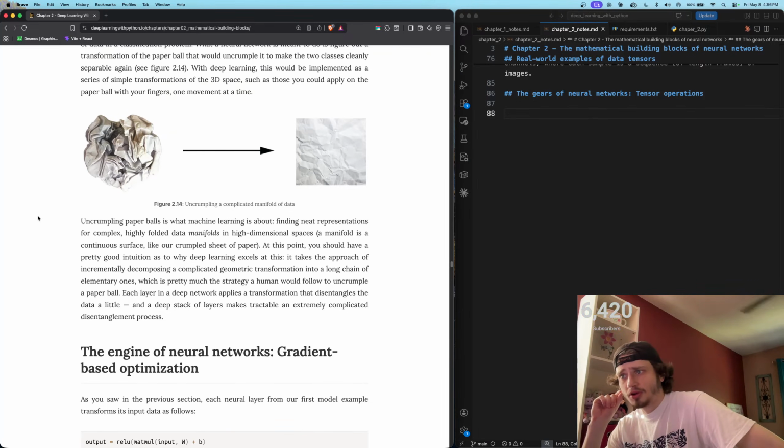It takes the approach of incrementally decomposing a complicated geometric transformation into a long chain of elementary ones, which is pretty much the strategy a human would follow to uncrumple a paper ball. Each layer in a deep network applies a transformation that disentangles the data a little, and a stack of layers makes tractable an extremely complicated disentanglement process.